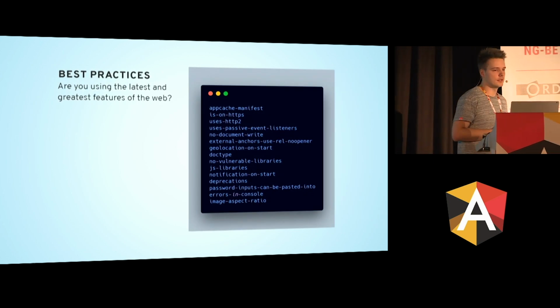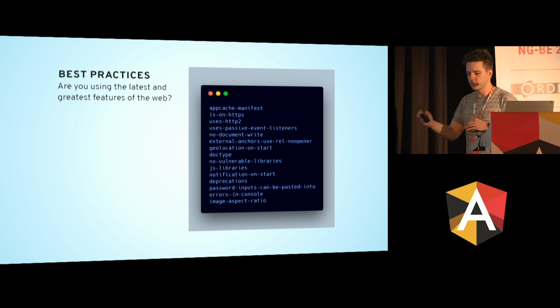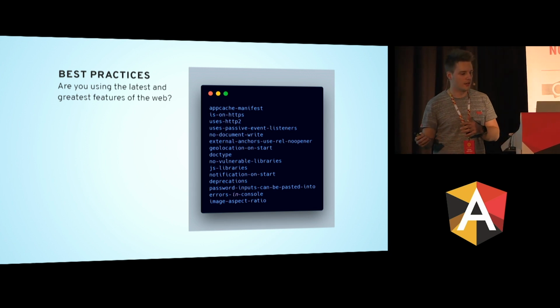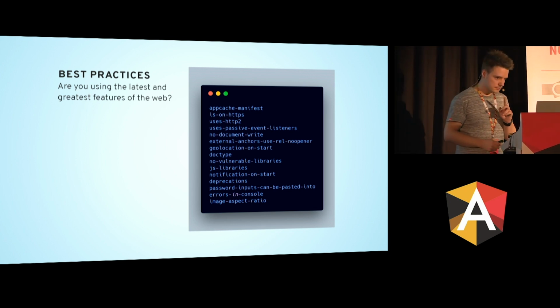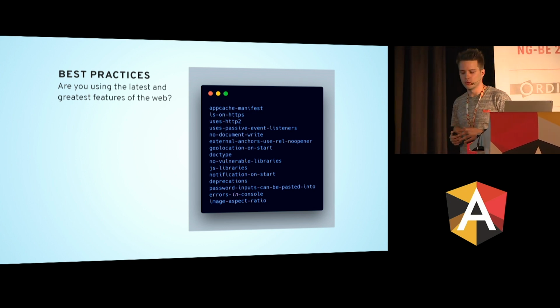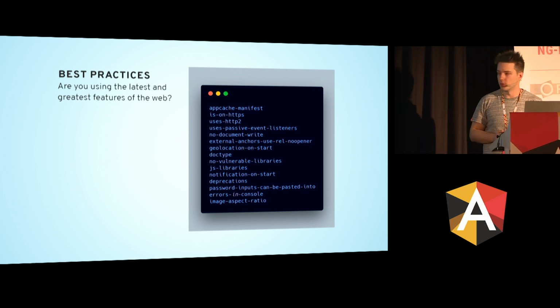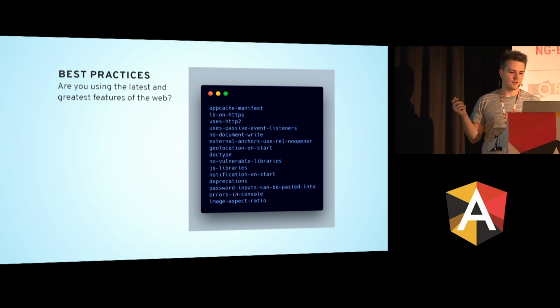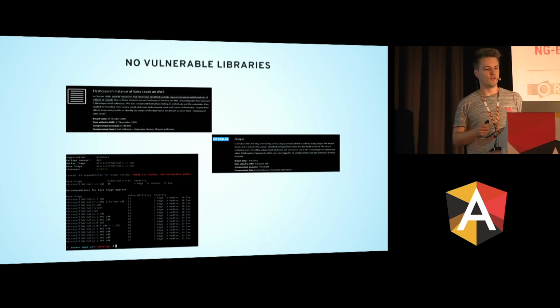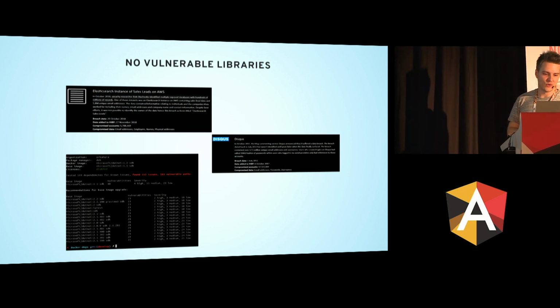Then best practices. This is actually the category that changes the most, because best practices emerge and fall out. It's things like use HTTP2, do not use document writes, and you get just a list of what you're doing good. But the best feature of this is actually the no vulnerable libraries. Don't know why I want to speak that word in my talk, because it's so hard.